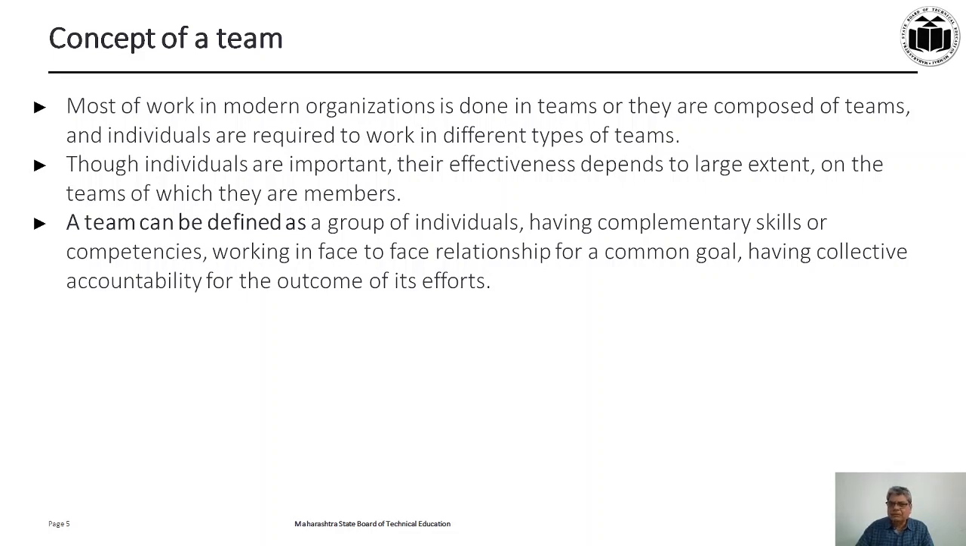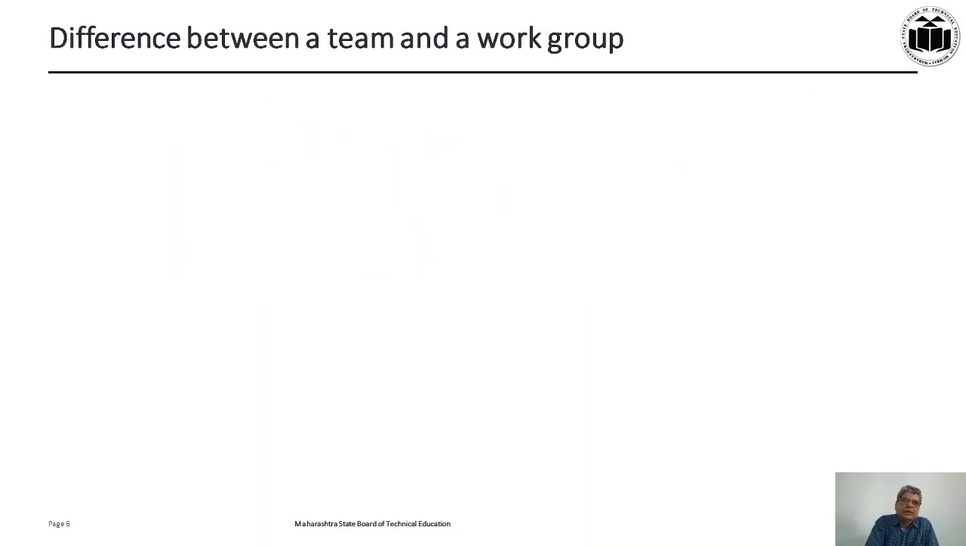So there is a common goal, and there is no individual accountability, but there is a collective accountability. So in a work group, there is an individual accountability, but in a team, there is a collective accountability for the outcome of the efforts. So what is the difference between a team and a work group?